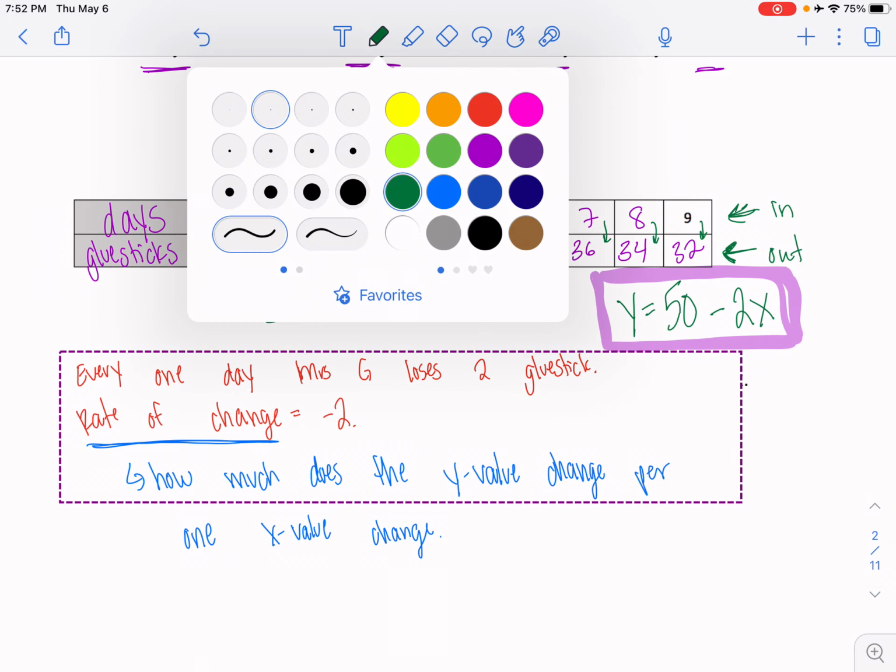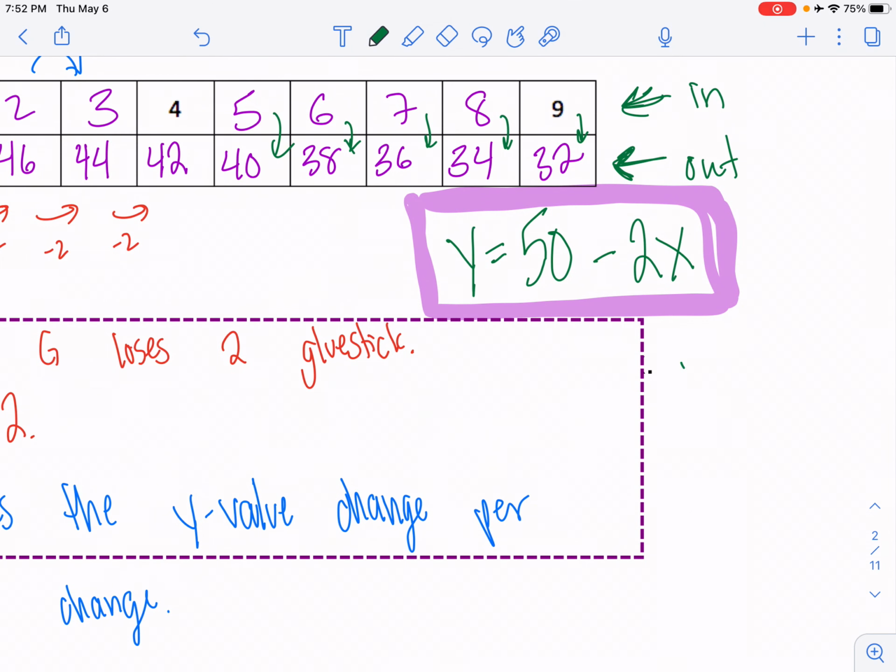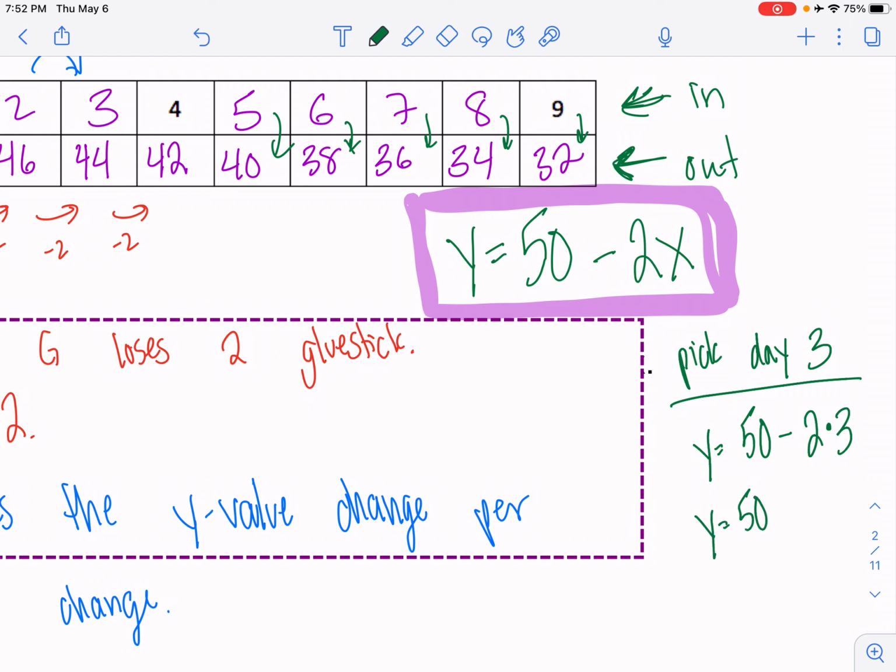If you wanted to see exactly how that works itself out, let's pick a day. Let's pick day 3, for example. y equals 50 minus 2 times 3. I've lost 6 glue sticks on day 3 because I lose 2 each day. I start with 50, so I have to take 6 away from 50. y equals 44. Remember, y in this case is the glue sticks.